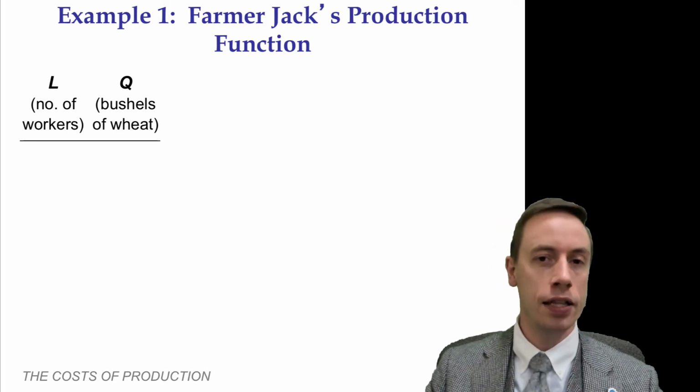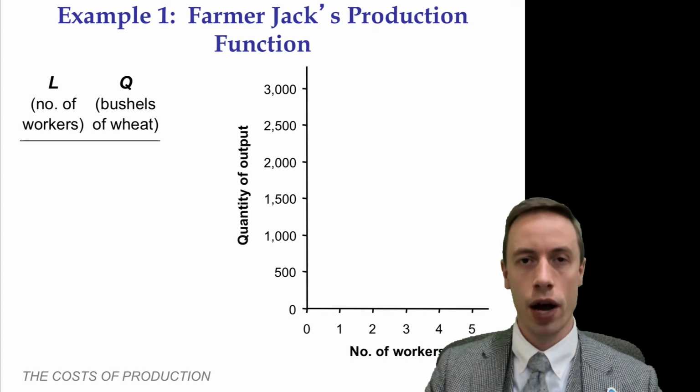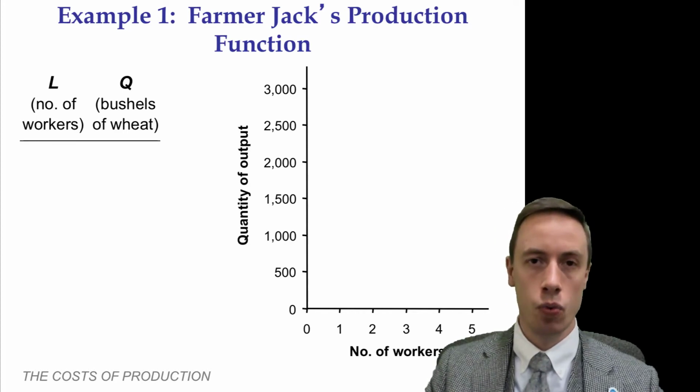That's because the land is fixed, we don't have to list it. Or if we were to draw this as a graph, we'll put the input, the employees, on the x-axis and the output on the y-axis. So you spend some time with Farmer Jack's farm, and here is what you've learned.